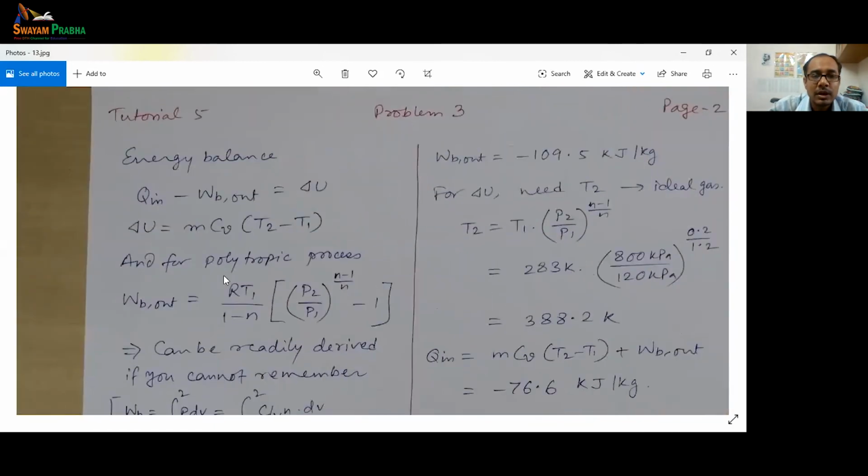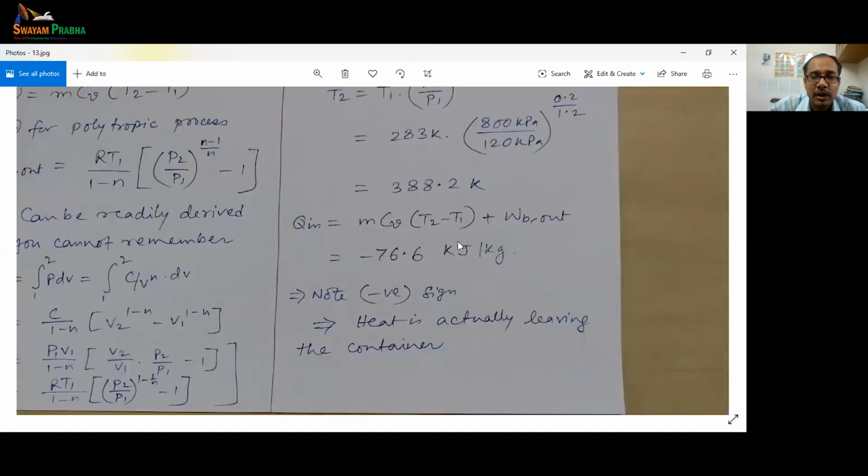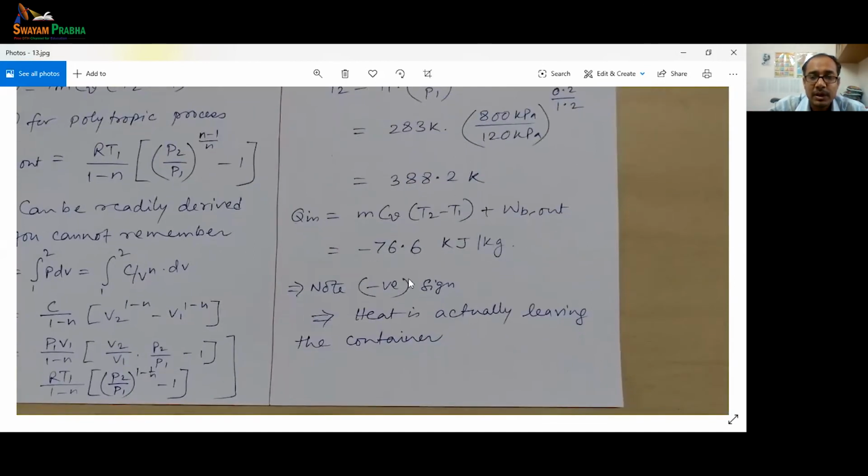Now you use Q in minus WB out equal to delta U. Now you have all the values. Q in you can find out to be negative 76.6. If you put all these values, the boundary work output and the internal energy change, you will find Q in to be a negative number. So what does it mean? That Q is actually leaving the system. You are cooling it. When you are compressing, you are actually cooling the system, not adding heat. That is why Q is negative.